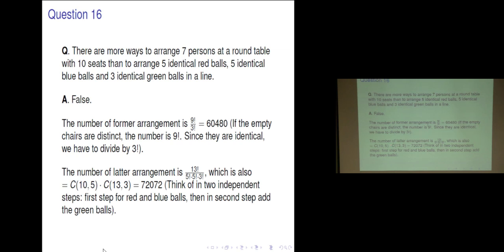So you get 13 choose 3, right? There are 13 positions, and you choose 3 of them to be the green balls. If you do this, it's exactly the same. So the answer is this, 72,072. So which one is bigger? The second one is bigger, right?